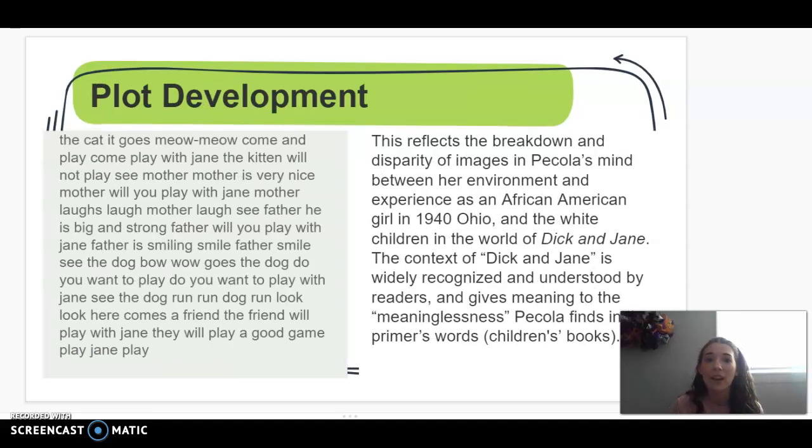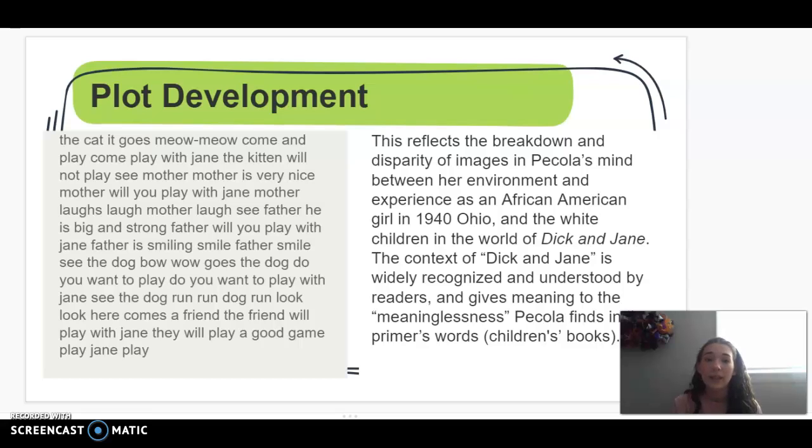And then lastly, we have plot development. So this is a segment from a story. And in this story, we are talking about the breakdown of disparity of images between her environment and the experience as an African-American girl in the 1940s in Ohio.